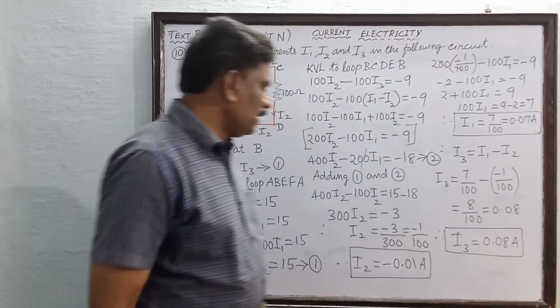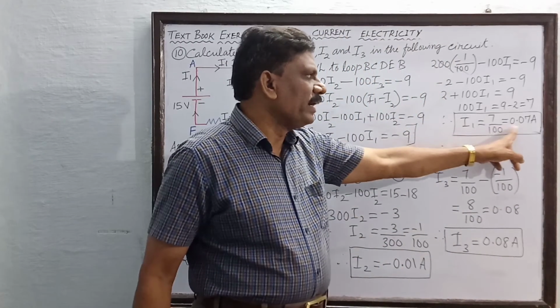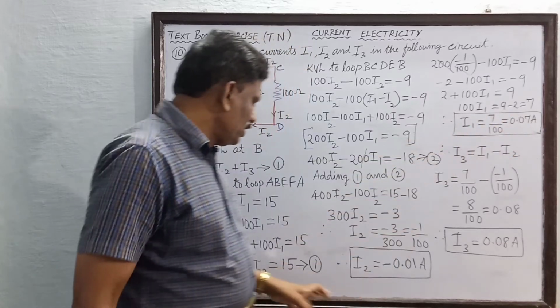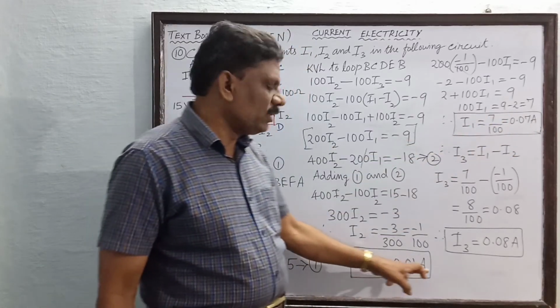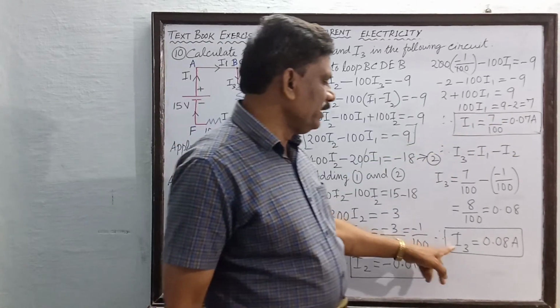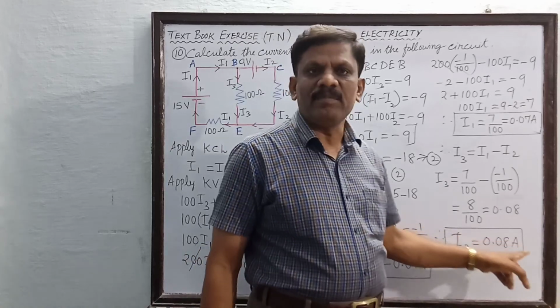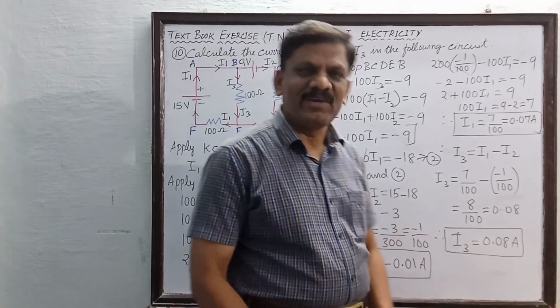So we have determined I1 equal to 0.07 ampere, I2 equal to 0.01 ampere, and I3 equal to 0.08 ampere. Okay students, I hope you have understood.